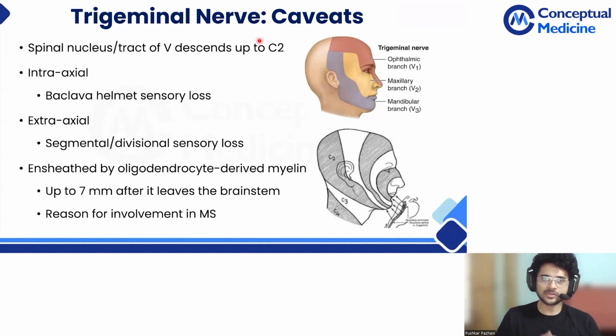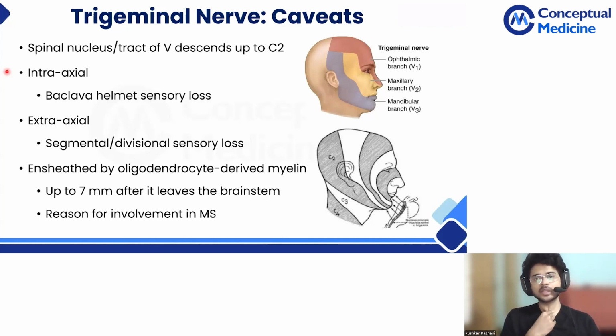Now coming to the patterns of sensory loss in a patient with a trigeminal neuropathy. Number one, we have intraaxial pathologies or extraaxial pathologies. Intraaxial pathologies are basically pathologies that involve the substance of the brainstem, for example, a tumor, a stroke, or a demyelination. Anything that is present within the substance of the brainstem is basically called an intraaxial pathology.